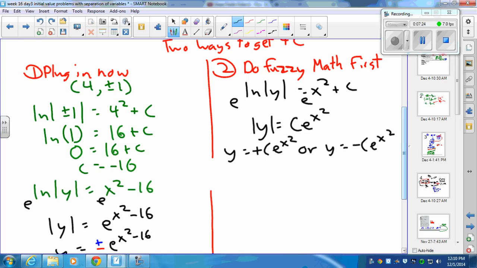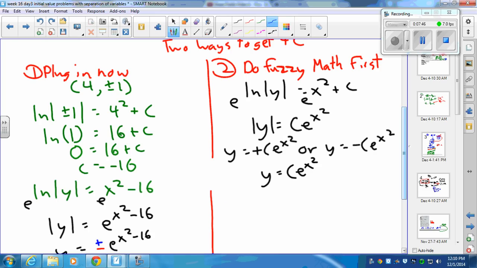So when I kept telling you the absolute value just goes away, it's because you're either going to be the plus or you're going to be the minus. But since I haven't solved for the C yet, it's still just a C. So I'm going to still say it's y equals Ce to the x squared. And that minus, if it needs to be there, will pop out once I plug in.